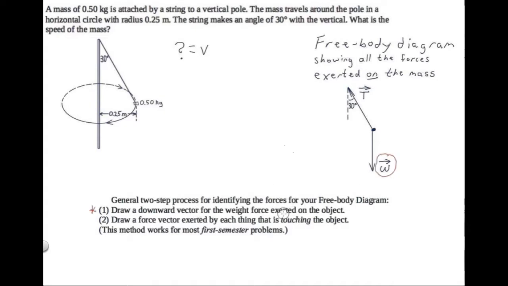Here is a general two-step process for identifying the forces for your free body diagram. First, we draw a vector to represent the object's weight. Next, we systematically ask what is touching the object. Well, this mass is being touched by the string.